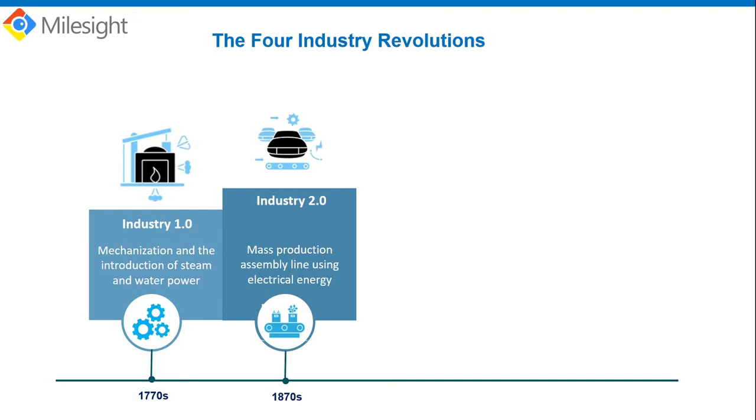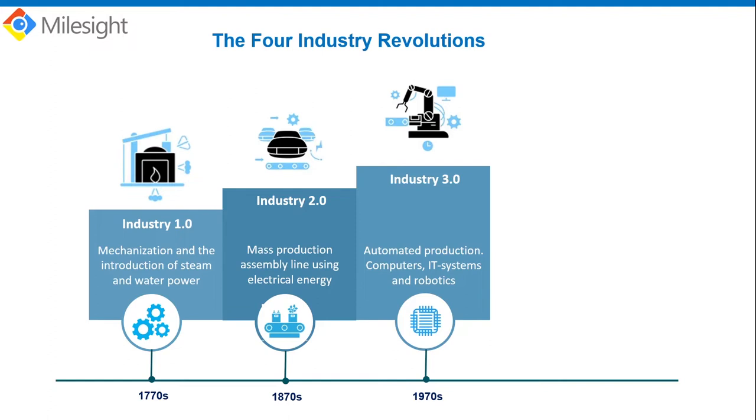Then 100 years later, electricity arrived, and the next industrial revolution. This gives us automation and assembly lines. This was the real start of factories as we know them today. And another 100 years later, computers arrived. We now have computers that allow us to automate some of the blue-collar work in the factories. That's the third stage.